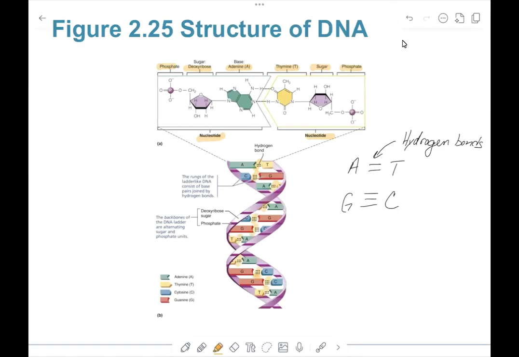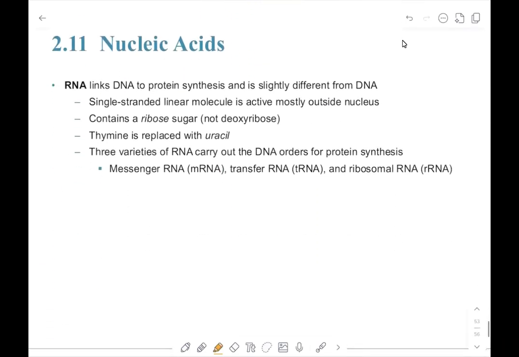But you can see this three-dimensional shape, and it's these specific bases which are going to eventually produce amino acids and build the protein. Another nucleic acid is the RNA, which links to protein synthesis. It's a little different than DNA because it's single-stranded and it has ribose instead of deoxyribose. The other important thing is that thymine is replaced with uracil, and there's three different varieties of RNA. There's messenger RNA, transfer RNA, as well as ribosomal RNA.